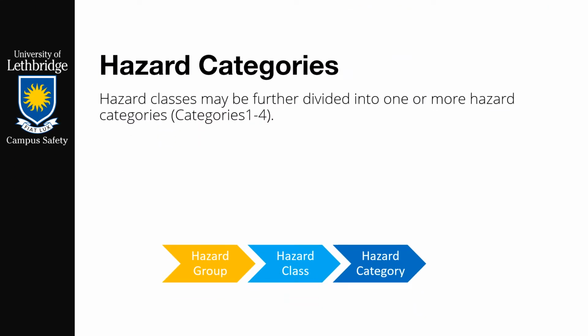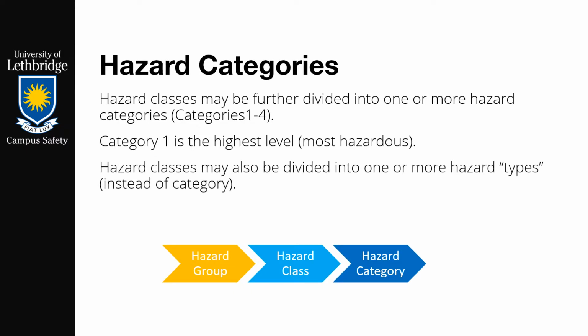Hazard classes may be further divided into one or more hazard categories, ranging from 1 through 4. Category 1 is the highest level, meaning most dangerous. Hazard classes may also be divided into one or more hazard types, instead of category. Type A is the greatest level of hazard.